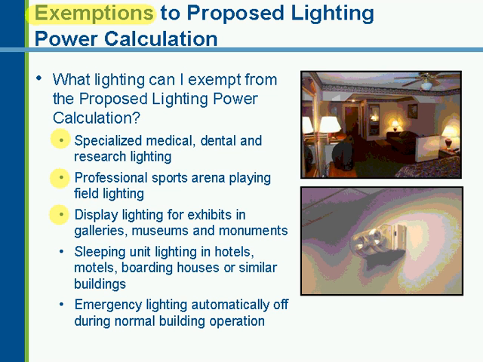If you have any display lighting for exhibits in a museum, gallery, or a monument, that's also exempted. Again, this is the display lighting. It's not the overhead lighting in the general space. Sleeping unit lighting, as described before in hotels, motels, boarding houses, etc., is exempt. And if you have any emergency lighting, it is automatically off during normal building operation. For example, one of the battery-operated power packs that you see in that photo, those will be exempted as well.